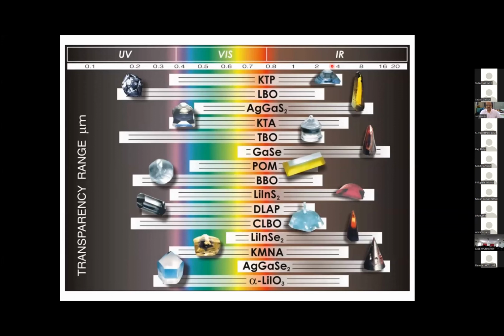These are various crystals which show the transparency. LBO has large transparency up to 2 microns, silver gallium selenide up to 8 microns. So if you want to work with nonlinear conversion from 2 to 8 microns, you need to go for this kind of silver gallium sulfide or gallium selenide or lithium indium sulfide, which has transparency up to 9 microns.